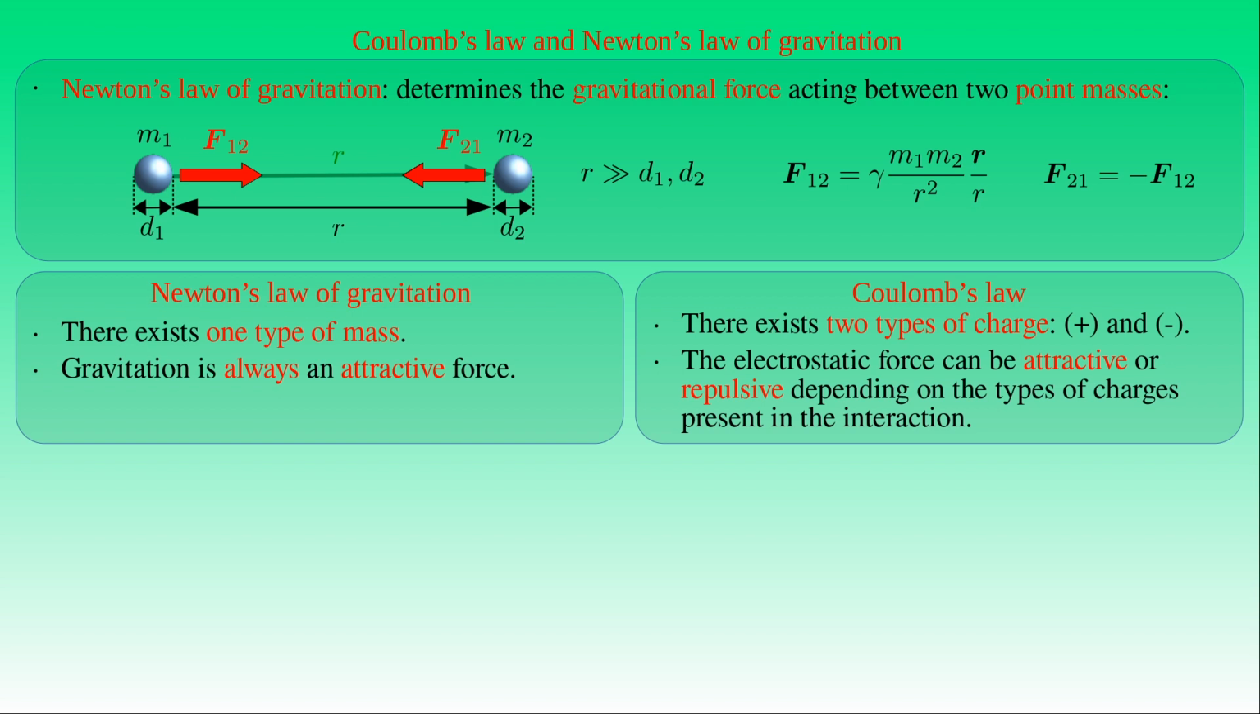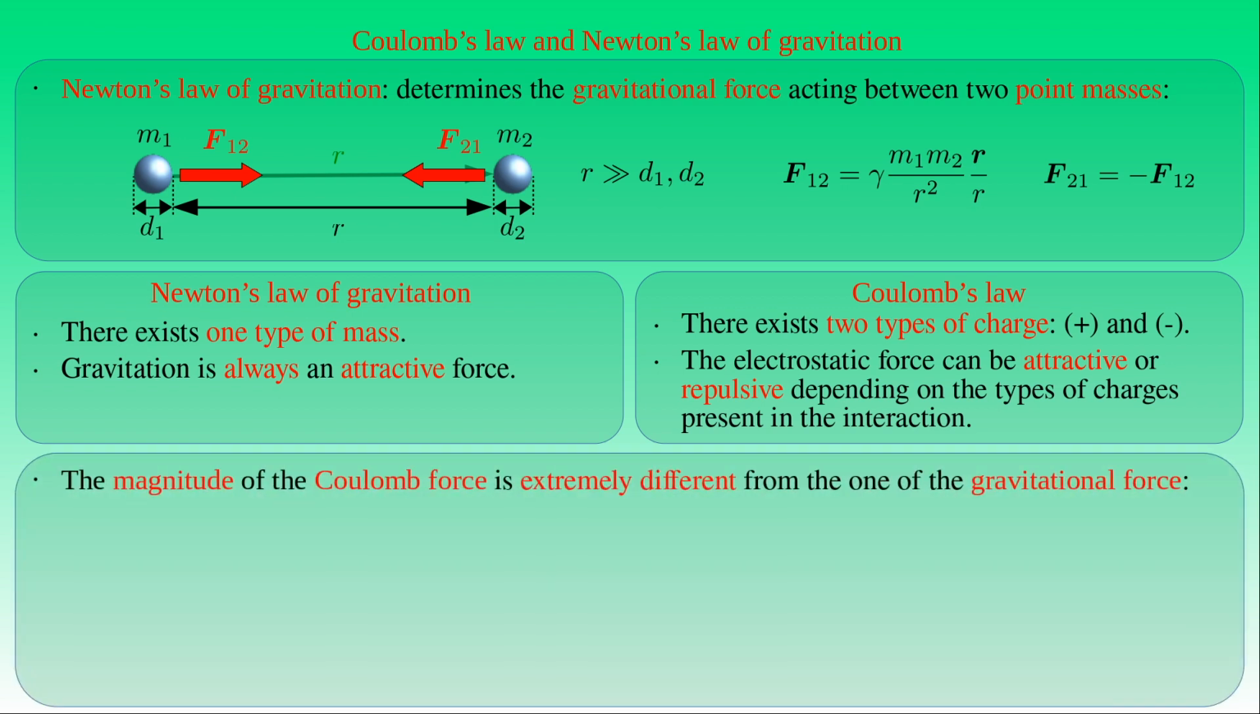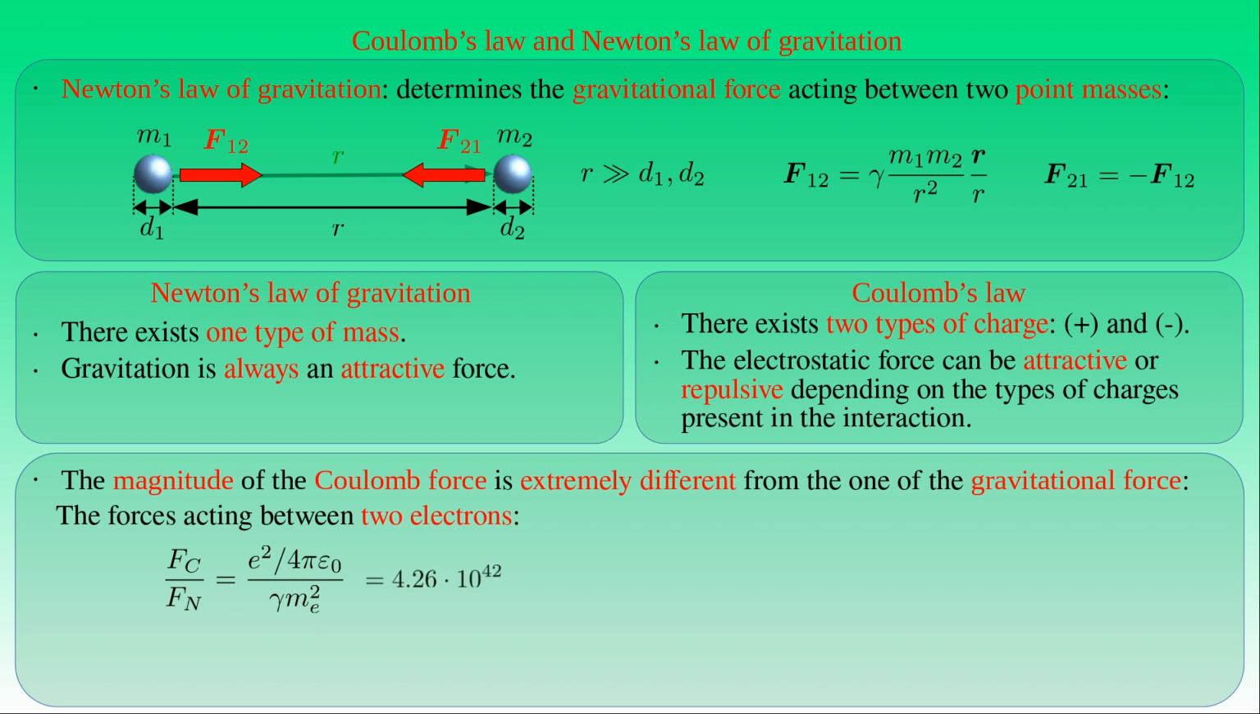A third important difference between the electrostatic and the gravitational forces is their magnitudes. The magnitude of the Coulomb force is extremely different from the one of the gravitational force in Newton's law. If we compute the ratio of the magnitudes for the two types of force in the case of two interacting electrons, we can write that this ratio is equal to the ratio of the square of the elementary charge e divided by 4 pi epsilon naught, to gamma times the square of the electron mass me. If we substitute the numerical values of all the natural constants, we obtain 4.26 times 10 to the 42.